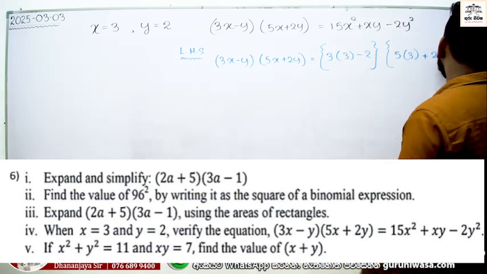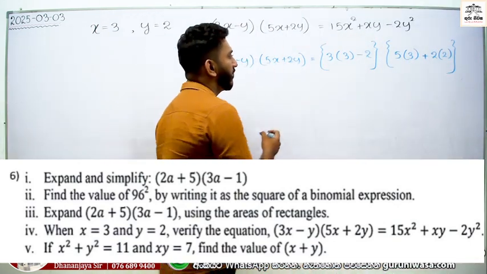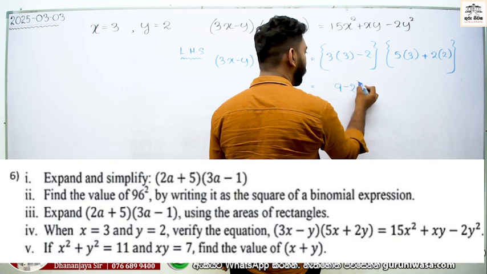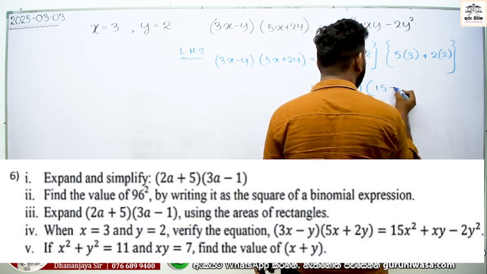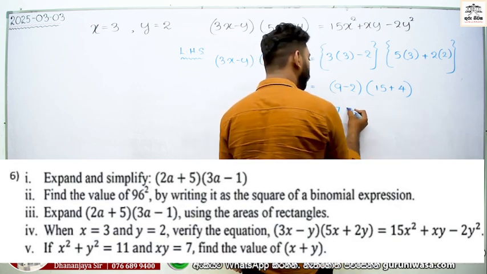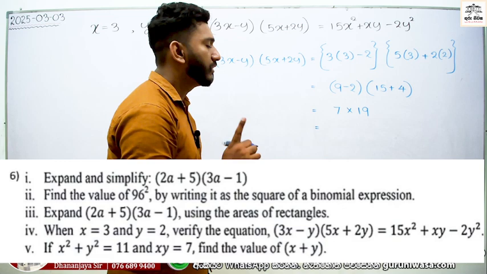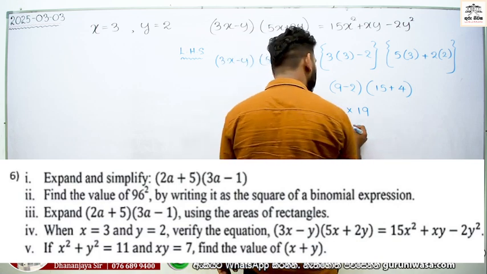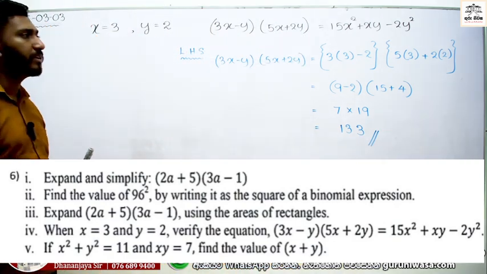Plus 2 times y means 2. This is the expansion. Now we can simplify. 3 times 3, 9. 9 minus 2. 5 times 3, 15. Plus 2 times 2, 4. 9 minus 2 is 7. Multiplied by 19. Now we can simplify. 7 times 9, 63. And the total is 133. This is the value for the left hand side.